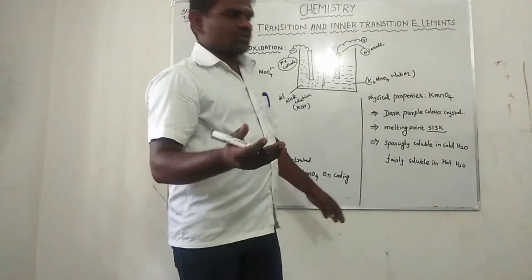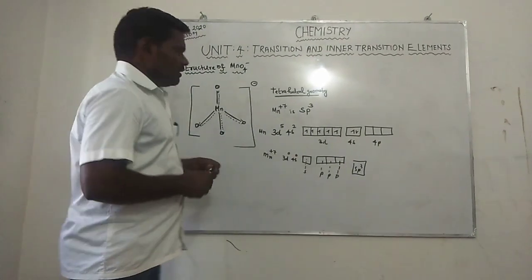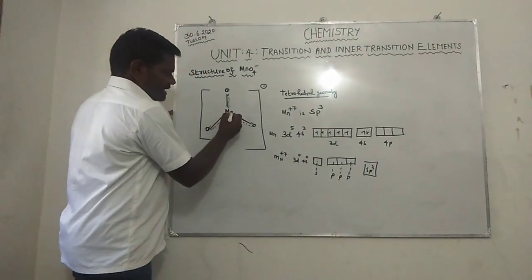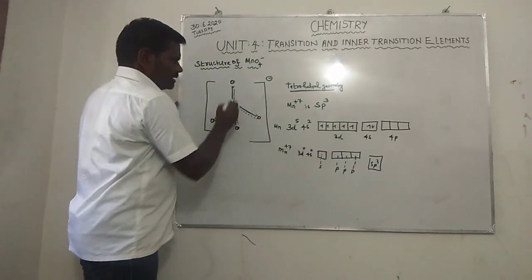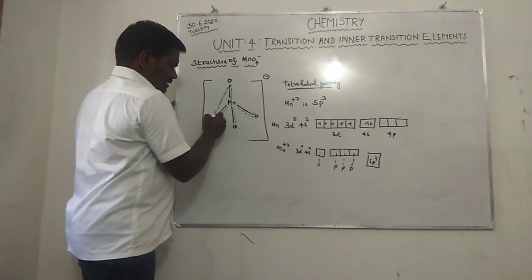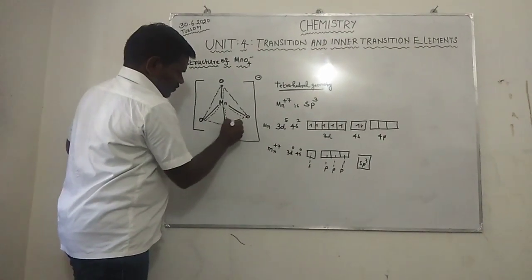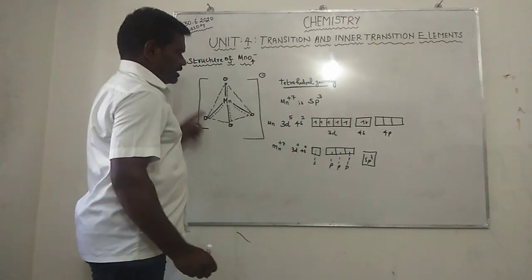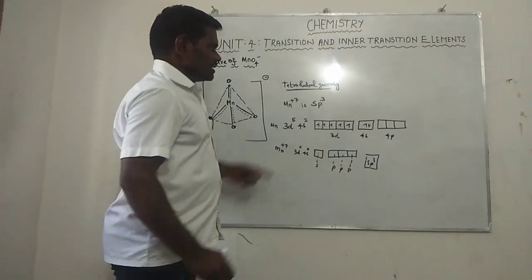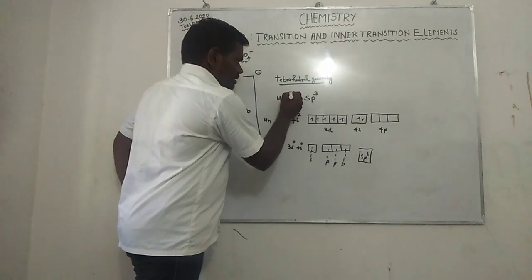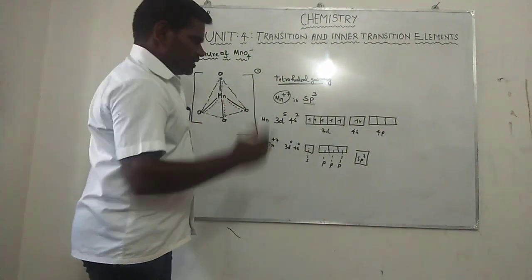Okay, students. Next topic is the structure of the permanganate ion. The central metal atom manganese is connected with 4 oxygen atoms, and they exhibit tetrahedral geometry. Here the Mn7 plus has sp3 hybridization.